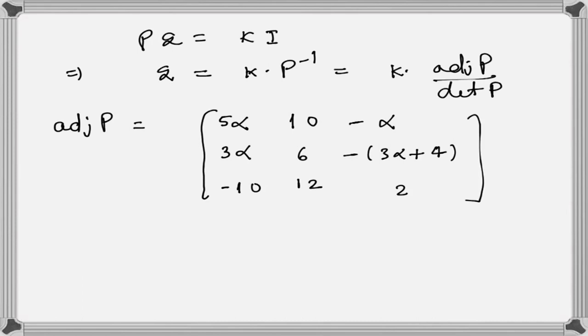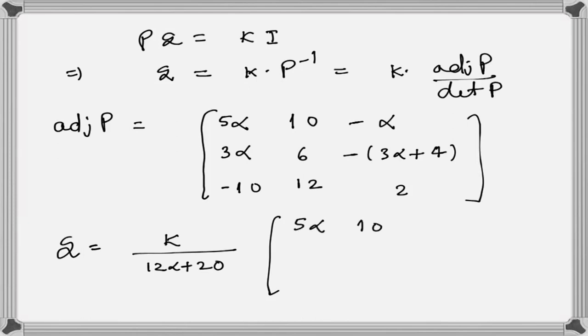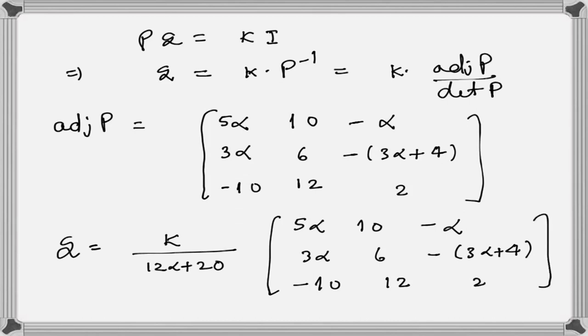So now let's see what Q is. Q is nothing but K divided by determinant P, which is 12 alpha plus 20, times adjoint P, which is the same matrix: 5 alpha, 10, minus alpha, 3 alpha, 6, minus 3 alpha plus 4, minus 10, 12, and 2. Okay, so this is the Q matrix, and we know that Q23 is minus K by 8.